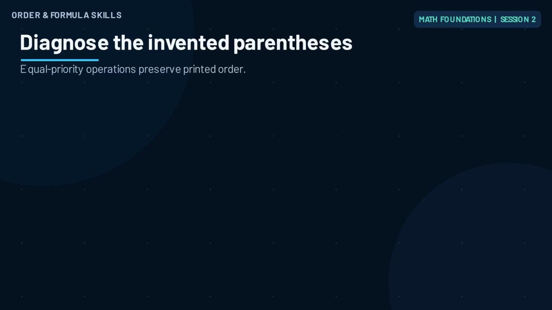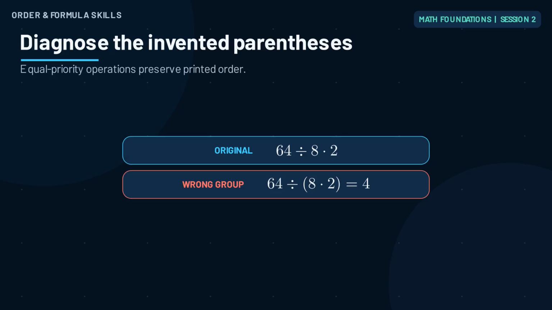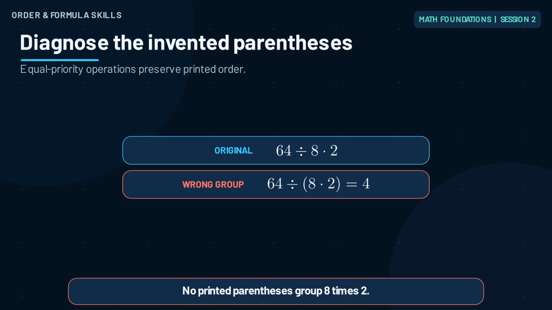A learner evaluates 64 divided by 8 times 2 and reports 4. Let us find the first changed meaning. The learner grouped 8 times 2 even though no parentheses surround that product. Division and multiplication have equal priority, so the printed order must be followed from left to right.